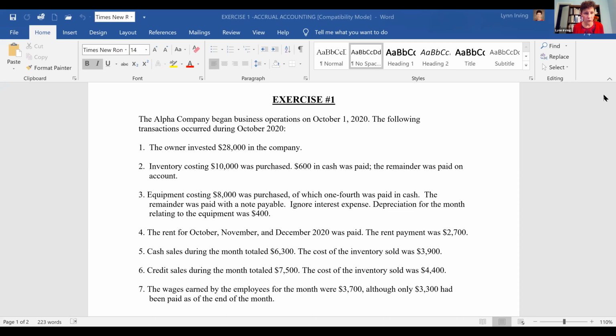And the second one, inventory costing $10,000 was purchased. And here's this accrual thing. So you got the inventory. They delivered $10,000 in inventory to you, but you only had to put down $600, and the rest they're going to give you 30 days to pay off. Okay, so think about that.